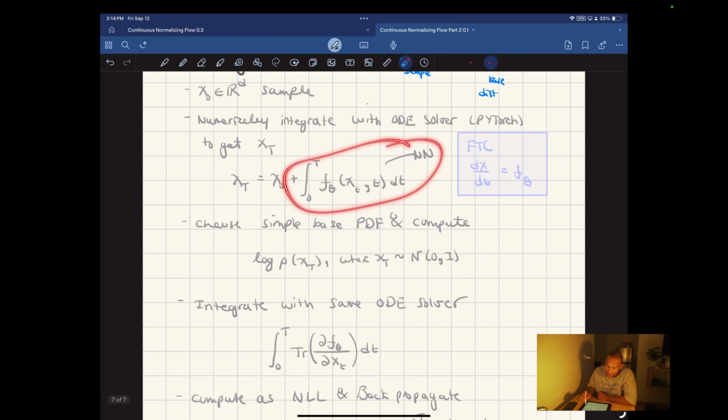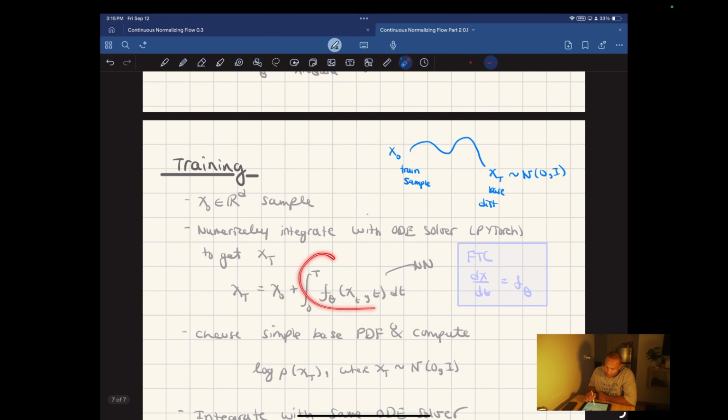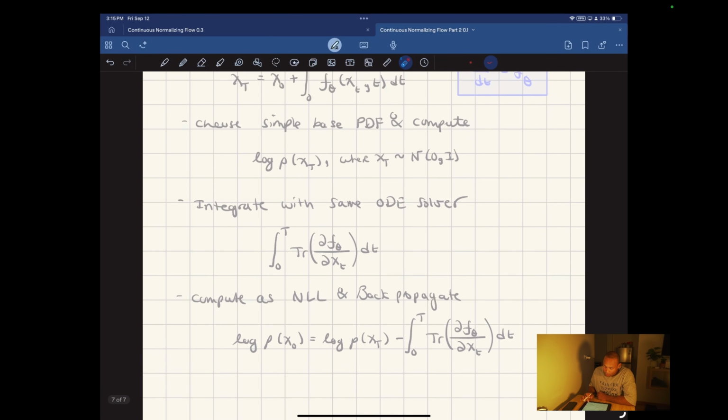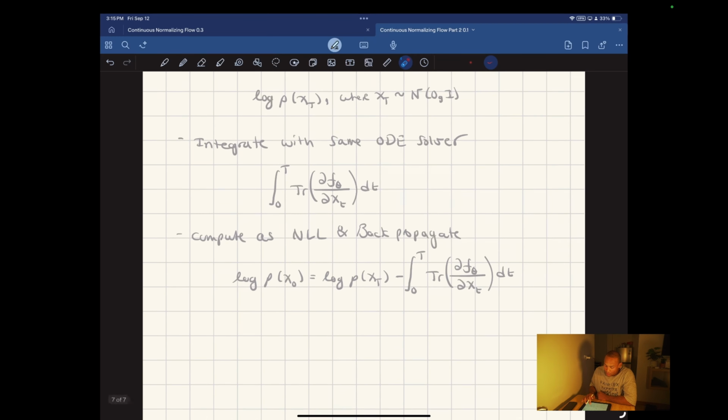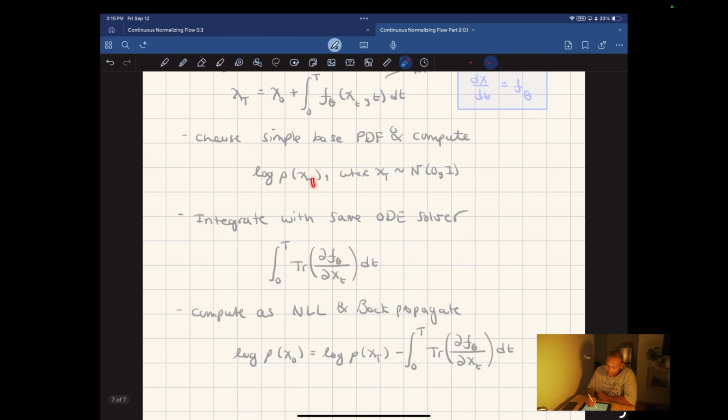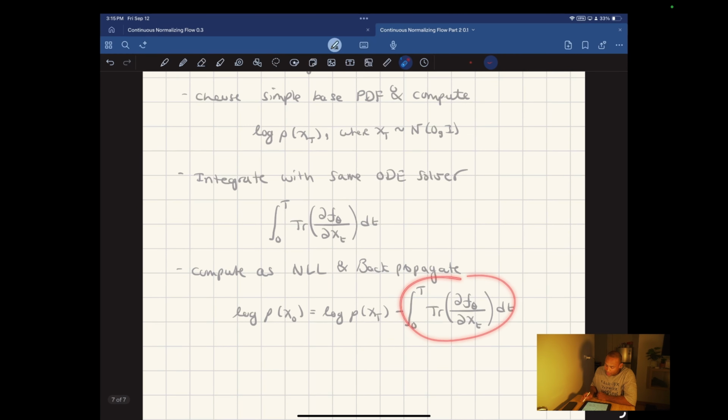We use our PyTorch ODE solver to get this integral. We add this displacement, this offset, to x naught, and we get x sub t. And then we use that same ODE solver to get our density offset, if you will. So now that we have x sub capital T, we know that it's standard normal, so we can calculate the log density, and then we need to calculate the integral of the divergence, which is the trace of the Jacobian.